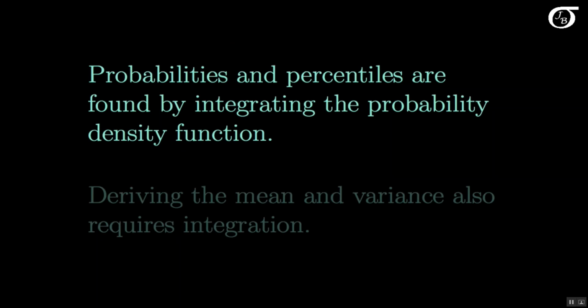Probabilities and percentiles are found by integrating the probability density function. Probabilities are areas under the curve, and areas under the curve are found using integration. Fortunately for us, statistical software will carry out the integration for us in a lot of situations. And so in practice, we'll be using statistical software or statistical tables to find these areas.